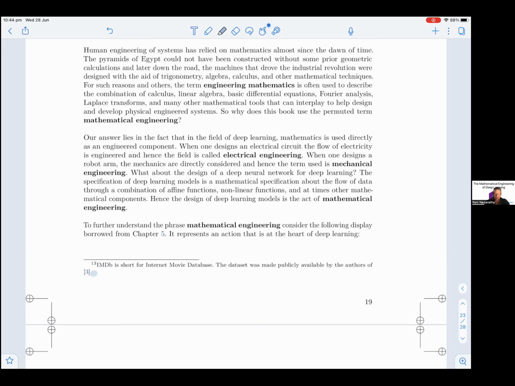For such reasons and others, the term engineering mathematics is often used to describe the combination of calculus, linear algebra, basic differential equations, Fourier analysis, Laplace transforms, and many other mathematical tools that can interplay to help design and develop physical engineered systems. So why does this book use the permuted term, mathematical engineering, instead of engineering mathematics?